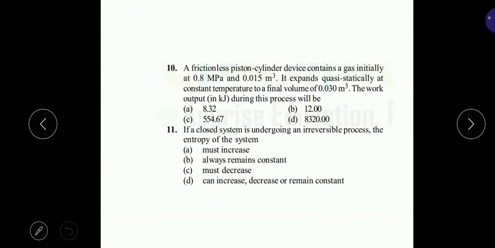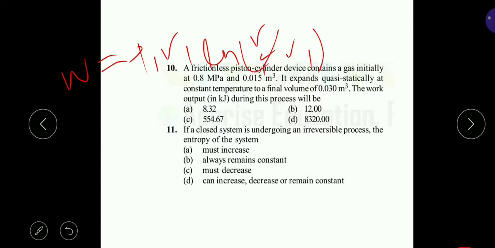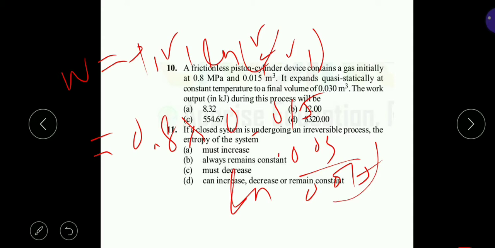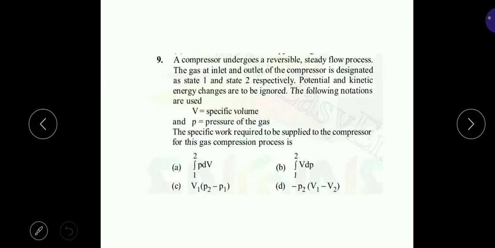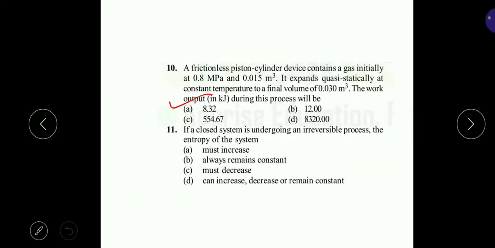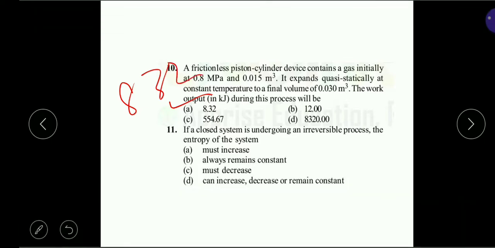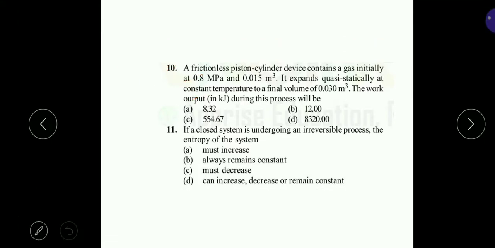So for an isothermal process, W will be equal to P1 V1 ln V2 by V1. Here P1 is given as 0.8, V1 is given as 0.015, and ln of 0.03 divided by 0.015, so it will be ln 2, which is equal to 0.69. If we multiply, you can get this value, that is 8.32 kilojoule. So here the answer will be option number A, 8.32 kilojoule.